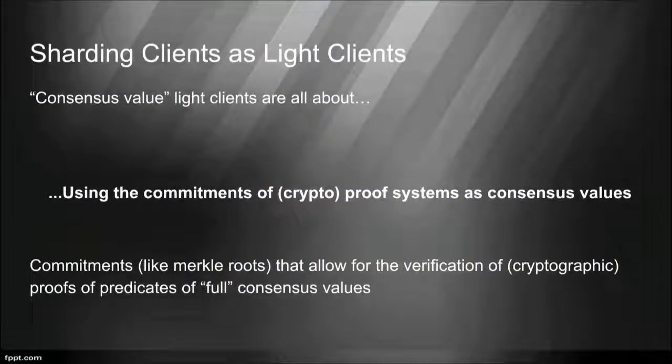I've just reordered them. So consensus value light clients are really about using the commitments of proof systems as consensus values, so that clients don't need to ask about the full consensus value when they're asking about predicates of the consensus values. They look at a Merkle root, for example, and they ask about properties of this Merkle root, which they can do through a crypto proof system.